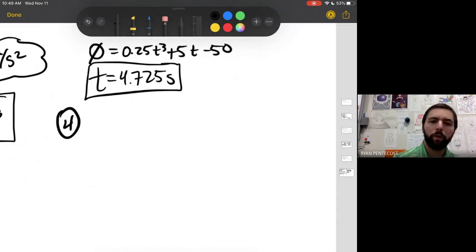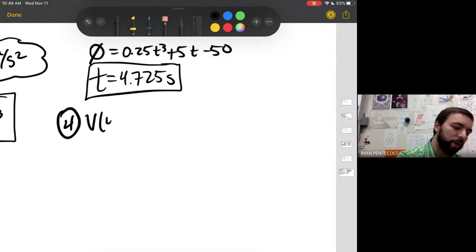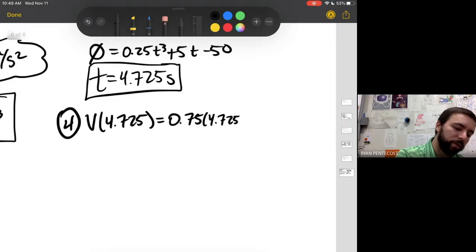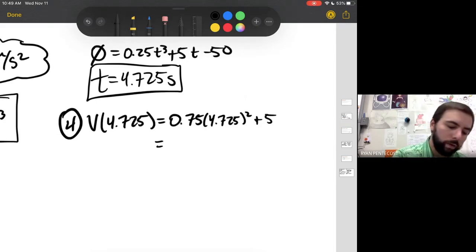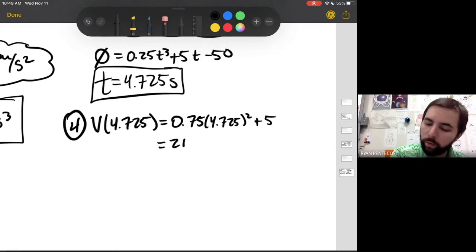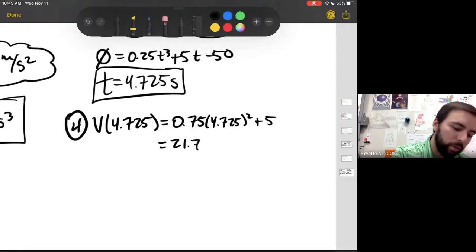Now, number 4, what is her final speed as she crosses the finish line? Well, we take v of 4.725. Our v equation is 0.75 times 4.725 squared plus 5. So if we do that math, we get 21.74 meters per second.